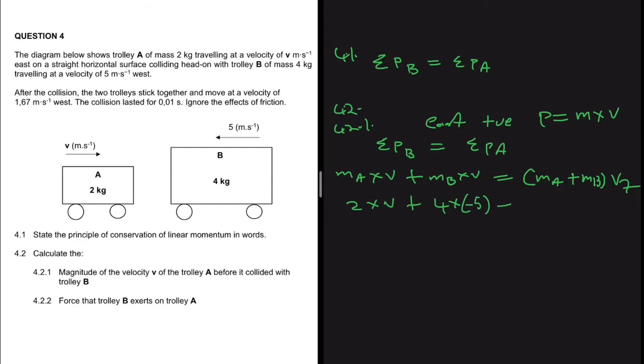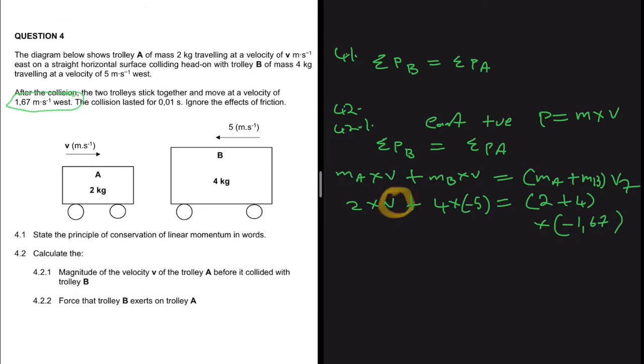To the west, we must put a negative sign. And then this will be equal to, we're summing up their masses, so we have 2 kg plus 4 kg. And the velocity after, which velocity do they move with? 1.67 meters per second to the west. So if it's to the west, then we must put a negative sign: minus 1.67. Now the physics is essentially done and we're just solving the math.